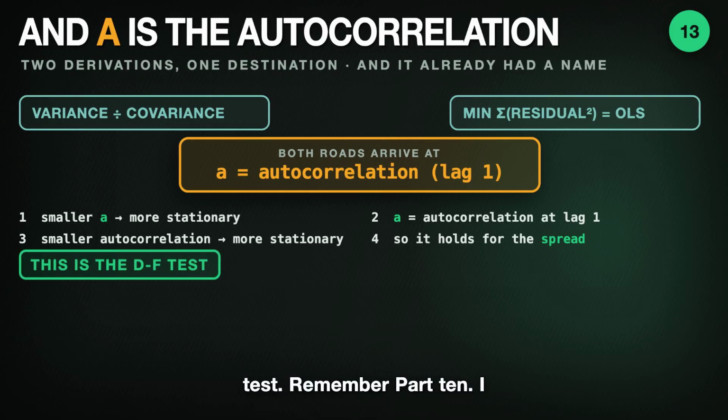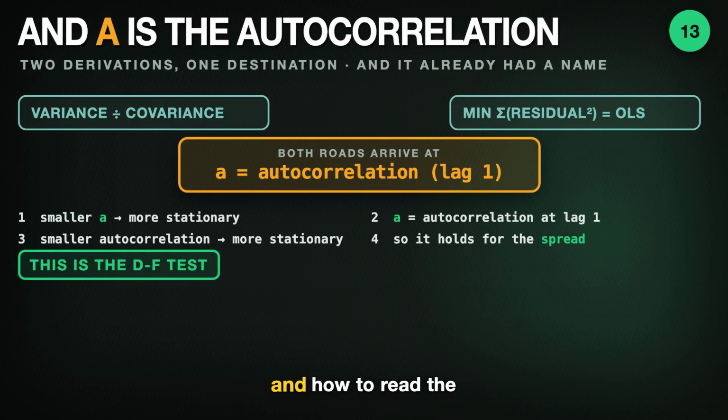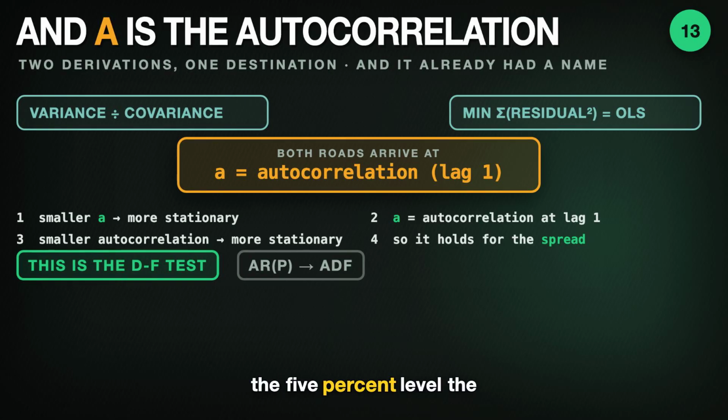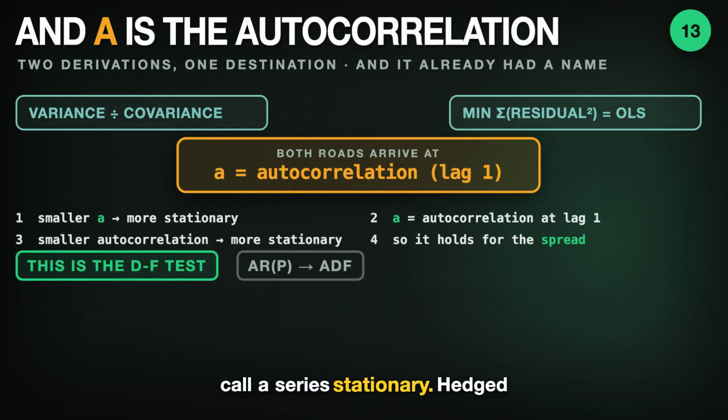Remember Part 10. I introduced the ADF test, said the theory behind it was beyond the level of this series, and taught you how to run it and how to read the output. That black box, we just built it ourselves in a spreadsheet, so let's point it at our own spread. The DF test returns a score, and at the 5% level, the threshold is minus 2.86. You have to be below that line to call a series stationary.